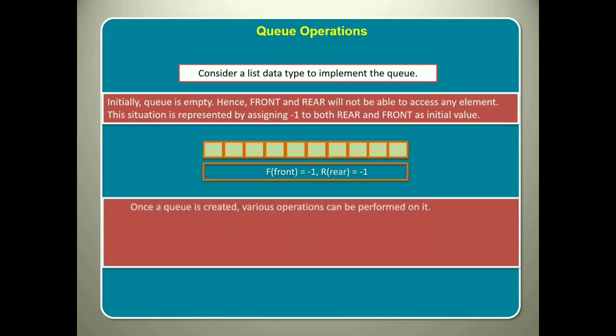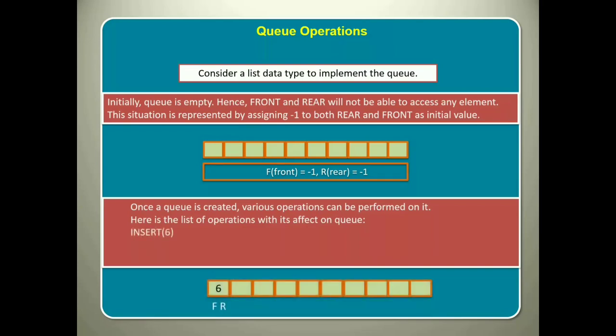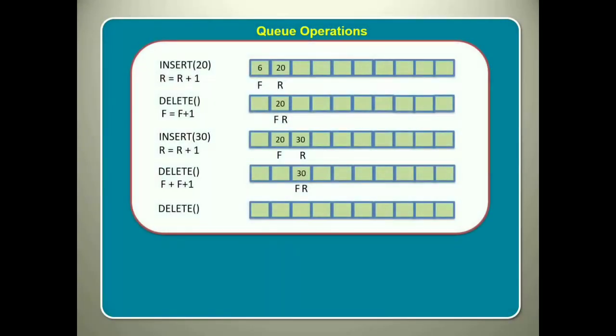Once you create a queue, you can perform various operations on it. Here is the list of operations with its effect on queue. Insert 6. F equal to F plus 1. R equal to R plus 1, as this is the first element of the queue. Here are few delete operations.